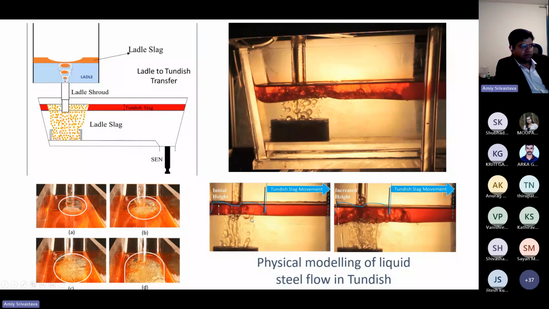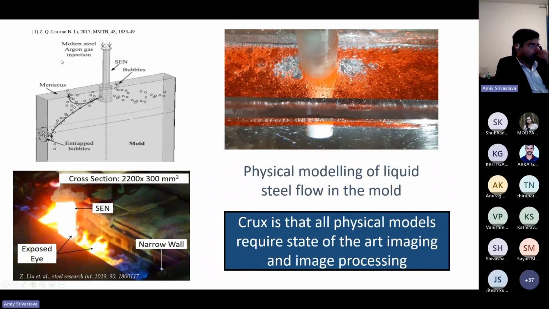So you can see this is the front view of that image. So, physical modeling of liquid steel flow in the tundish. This was one example of a physical model. Now the second one, you see, is a continuous casting mold. So what happens is liquid steel from the tundish is transported to the mold, and over there we inject. When liquid steel is transferred to the mold, it carries a lot of inclusions along with it.